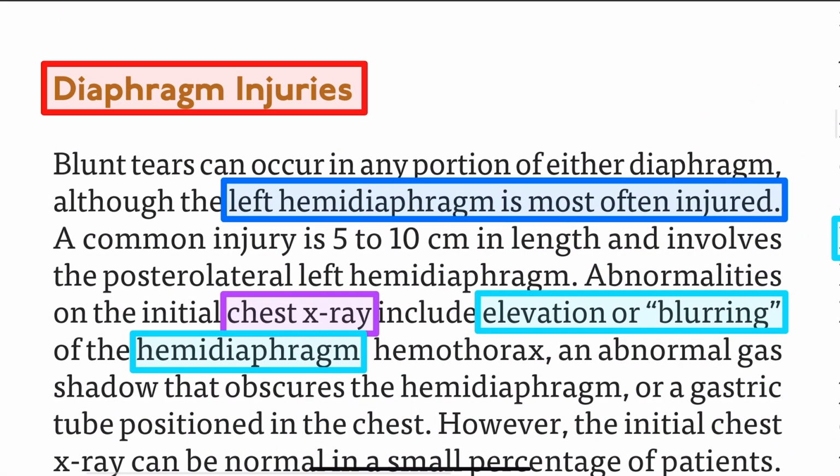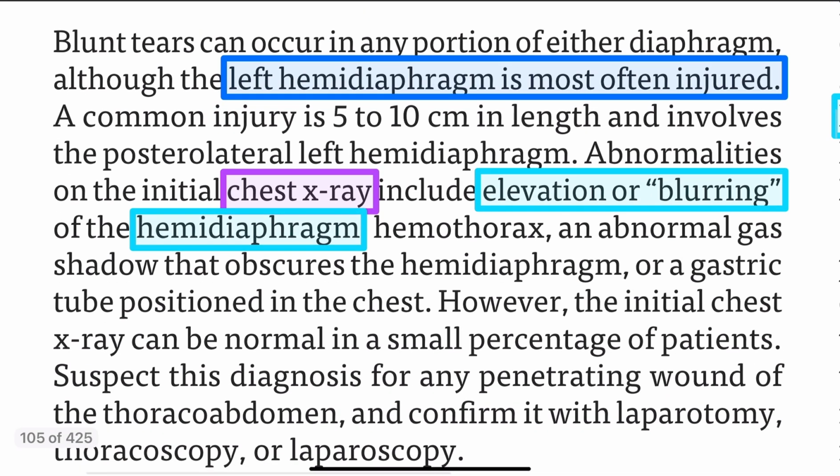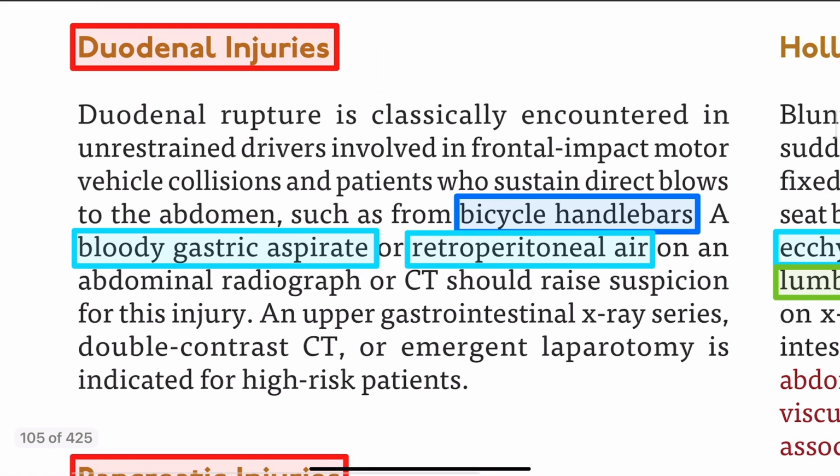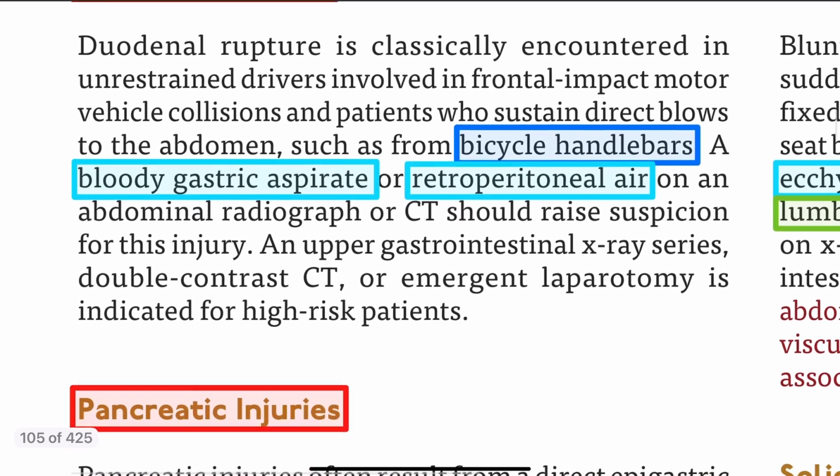Diaphragm injury is more common on the left side, remember, because on the left side the diaphragm is lower, so there is a high chance of injury. On chest X-ray in a patient with diaphragmatic injury, you get elevation or blurring of the hemidiaphragm. In duodenal injury, the patient may give a history of bicycle handlebar injury, or on aspiration you get bloody gastric aspirate or retroperitoneal air, since the duodenum is a retroperitoneal structure.